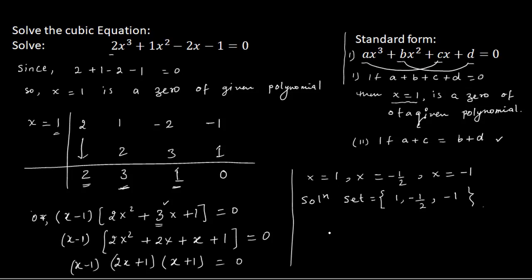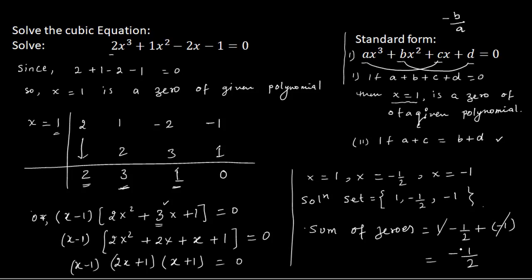How can we verify whether this result is true or not? Just find the sum of zeros. So 1 minus 1/2 plus 1, no, minus 1. Now 1 and -1 get cancelled, and we get -1 by 2. And please check, minus 1 over 2 is basically minus the coefficient of x square upon the coefficient of x cube. Please remember, the sum of zeros should be negative b over a.